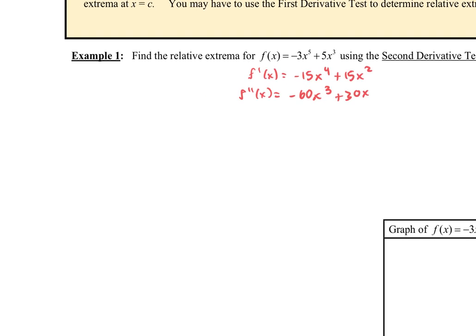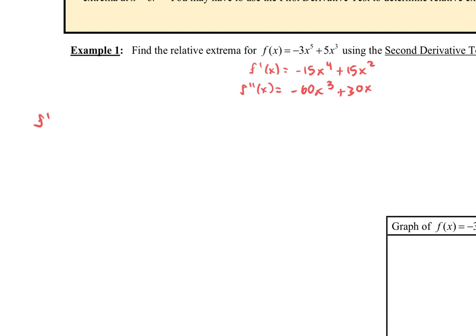So what am I going to start with? I'm going to start with actually setting the first derivative equal to 0, right? Look at the second derivative test. We're going to take the first derivative set equal to 0. Remember, what does the question ask us? Probably should have started with that. Find the relative extrema. And it says using the second derivative test. So we got to start with where is the first derivative equal to 0. Where is negative 15x to the fourth plus 5x squared equal to 0? Where is that equal to 0?